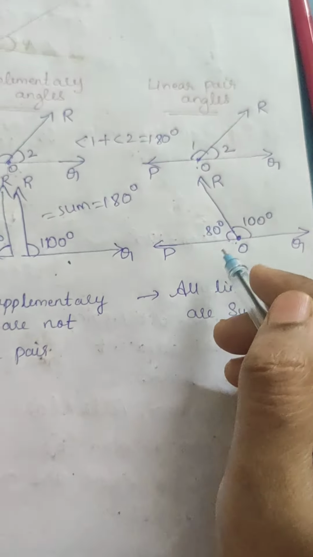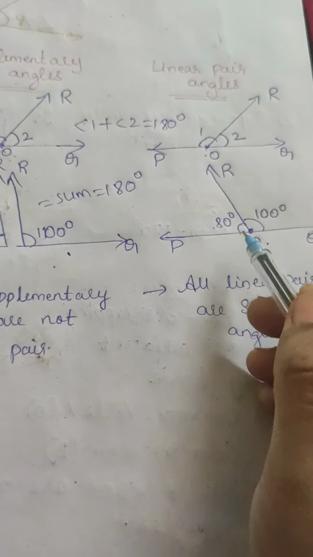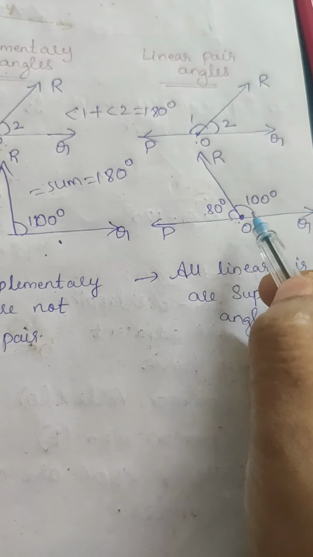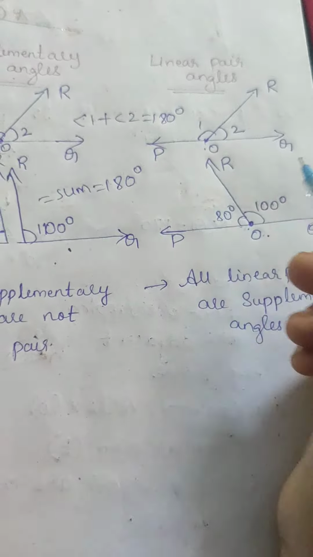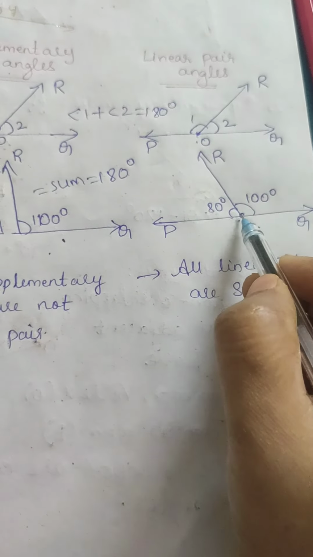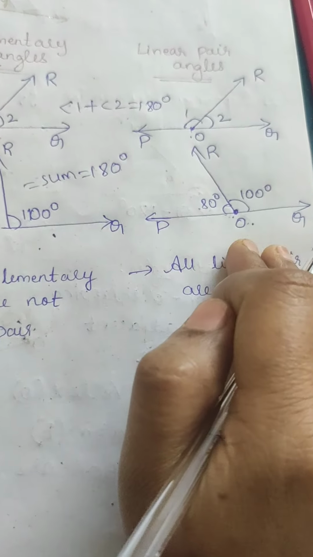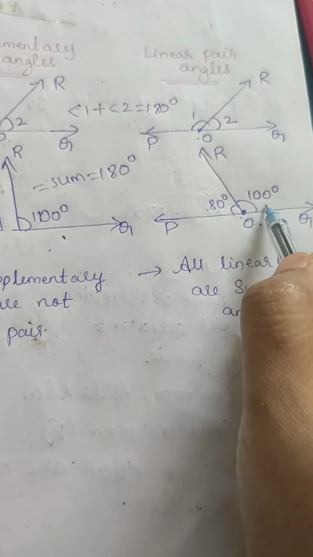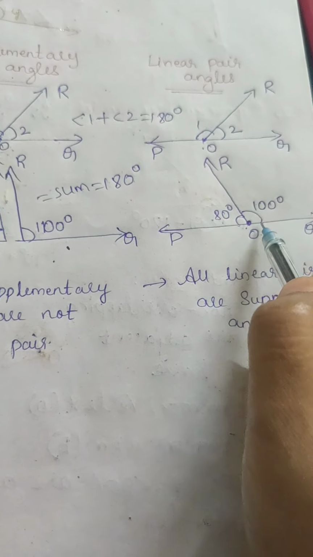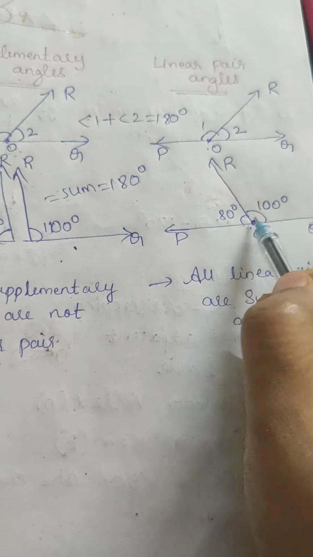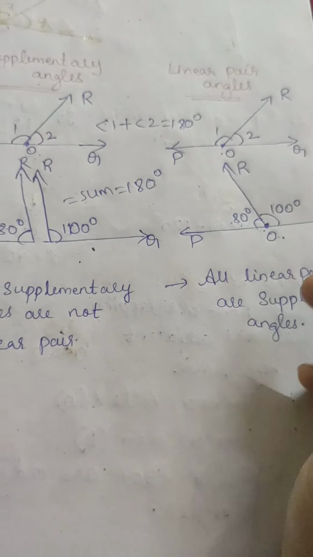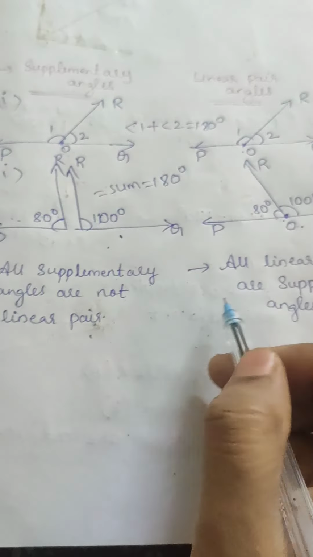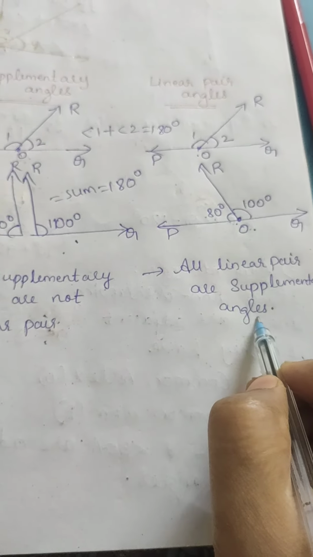But in the case of a linear pair, the angles should be adjacent to each other, should have a common vertex and a common arm. Both should have a common vertex and common arm, then only we can say those two angles are a linear pair. Here also we have 80 degrees and 100 degrees, but they should be adjacent to each other. All supplementary angles are not linear pairs, but all linear pairs are supplementary angles.